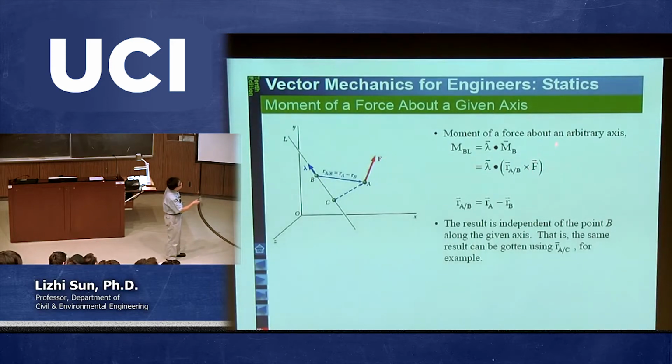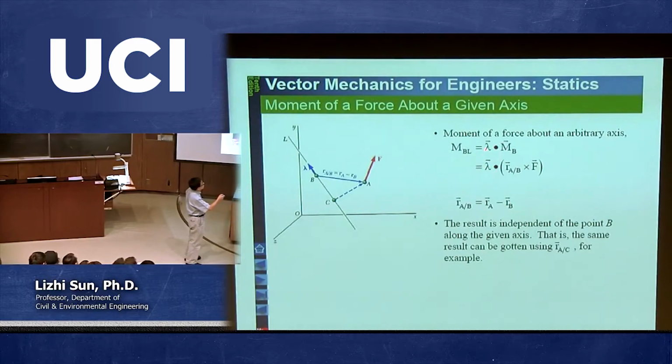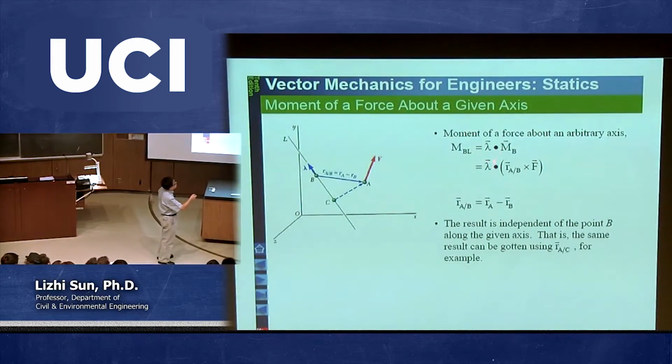Again, how do we calculate the force vector? That's from chapter 2, which is the magnitude of the force multiplied by another lambda, the unit vector in the force direction. So after you do the cross product between these two vectors, don't forget to take another dot product with this lambda.